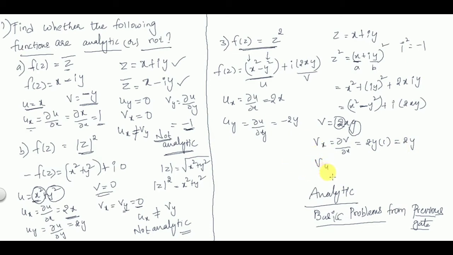Similarly, vy is equal to dou v by dou y. So when you do with respect to y, x is a constant, so it will become 2x. Okay, so ux is 2x and this is also equal to vy. So vy is also 2x and ux is also 2x. And similarly, uy is equal to minus vx. Uy is minus 2y and minus vx is minus 2y only.